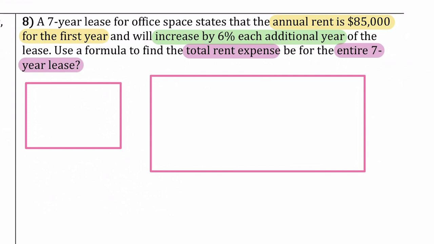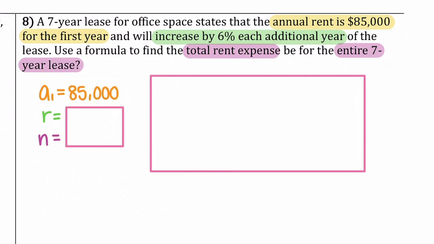But how do we know it's geometric? Because it's saying that we're increasing by 6%. So that means that it depends on what the previous year is, and we're multiplying because we're not adding a constant value. So we need to know 3 things. We need to know a sub 1, the common ratio, and the number of terms. So our first term is 85,000 because that's where we're starting off at. And again, if we're increasing by 6%, we're adding that on top of the 100%. So therefore, we're multiplying by 1.06. And for a total of 7 years, n equals 7.